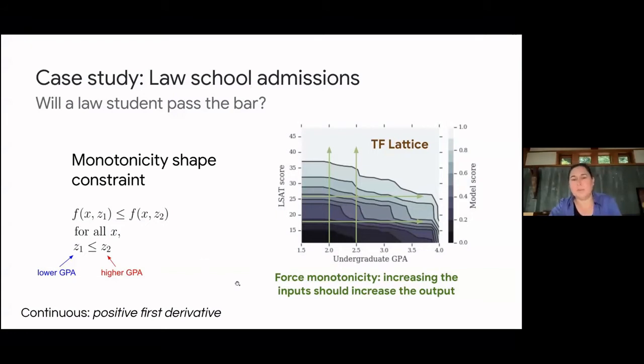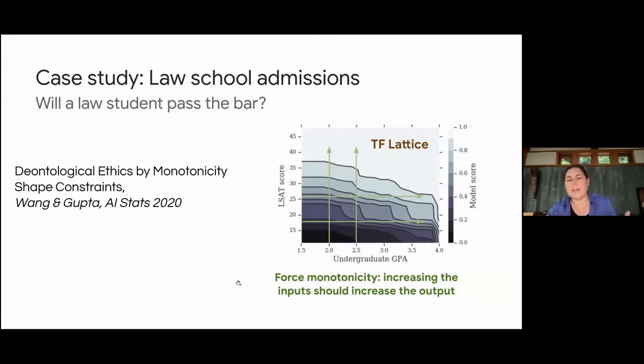So that's one example of the kind of constraint that we can add into these models that in this case will really change the fairness of the model and the perceived trustworthiness of the model. And you can read more about this example and some other examples of this sort in our AI stats paper on deontological ethics by monotonicity shape constraints. If you haven't done a lot of fairness, the word deontological ethics sounds like some fancy ethics, but actually it's the most common ethics. It's the rule-based ones, like getting a higher GPA shouldn't hurt you, or first come, first served. These kinds of rule-based ethics are all just deontological ethics, and you can impose them often with these kinds of shape constraints.